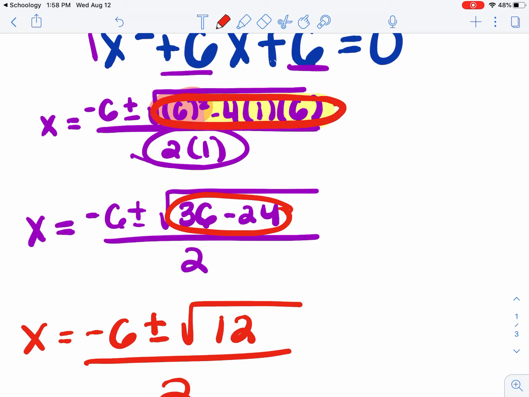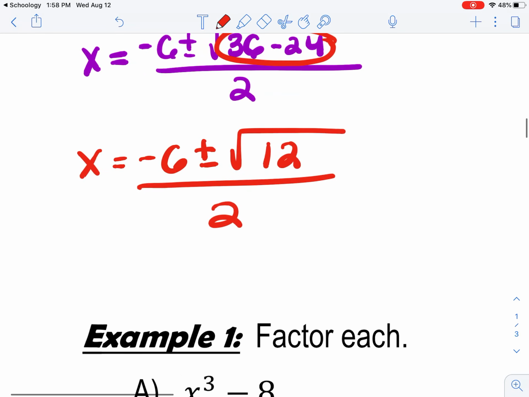If you're saying, can we just put this in our calculator? You should not have a calculator anywhere near you. Okay, I know there's one on your iPad, but you're not using one. You're not allowed to use one. Okay? All right.